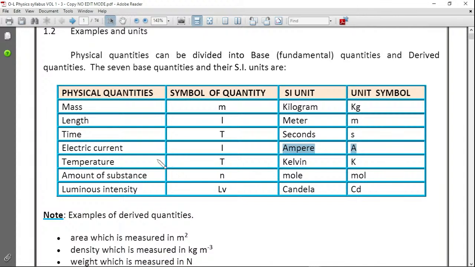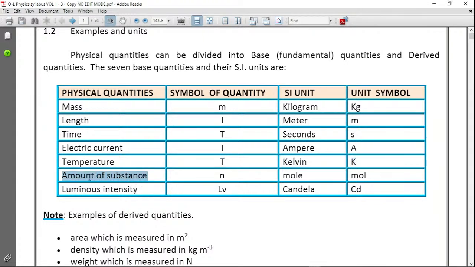Then we have temperature. The SI unit of temperature is the Kelvin. So whenever you have calculations to do with gases especially, if they give you the temperature in degrees Celsius, you have to convert to Kelvin. And the symbol for Kelvin is K.